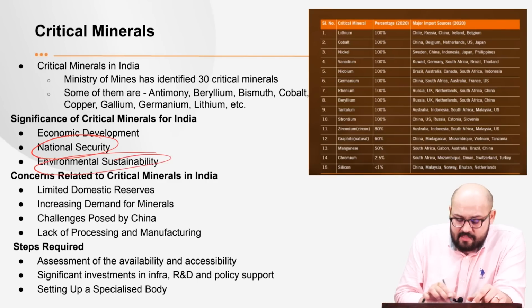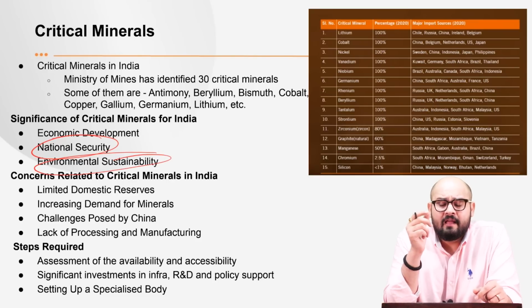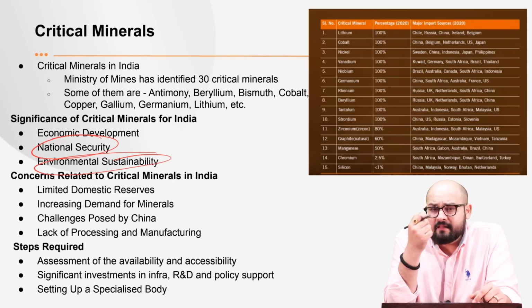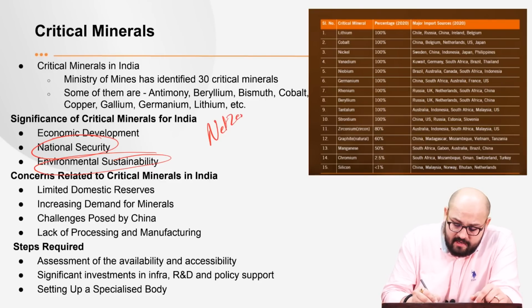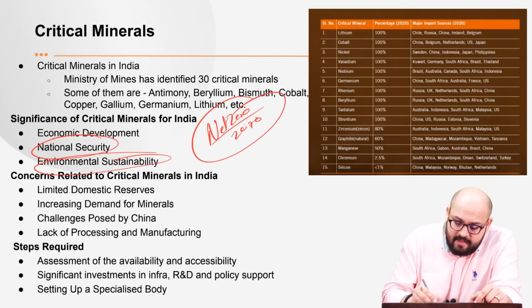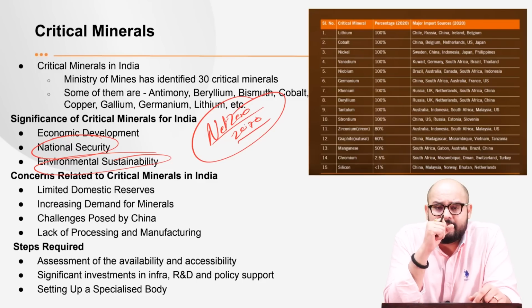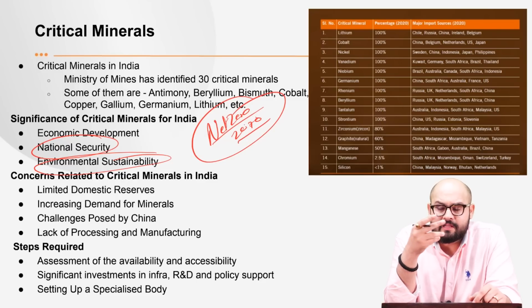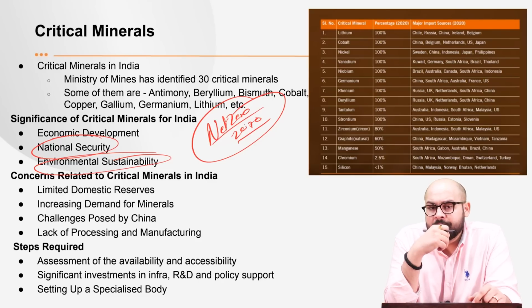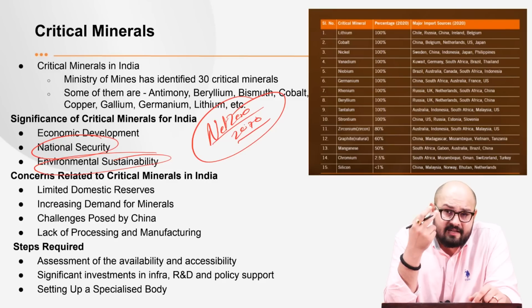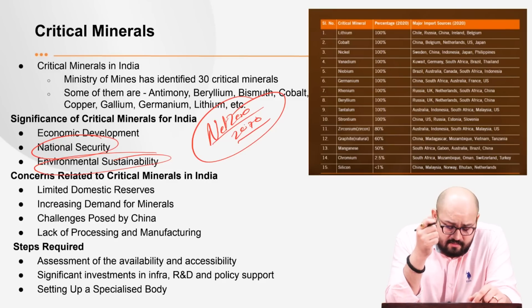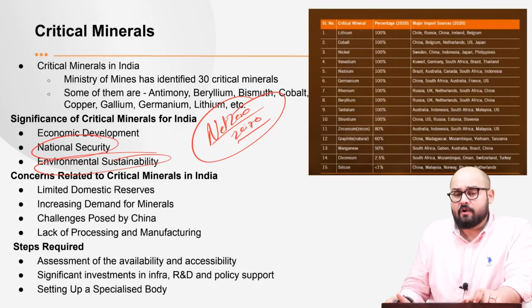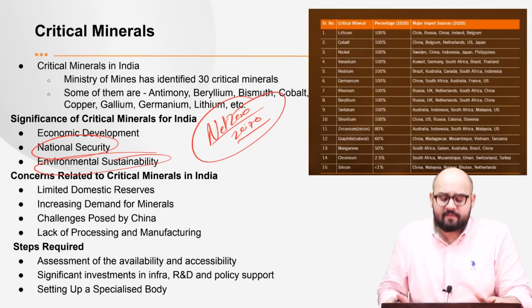Next is environmental sustainability. India has already adopted the target of being net zero by 2070, right? So what it means is that India has to invest adequately when it comes to renewable technologies, when it comes to, let's say, solar panels, wind turbines, batteries, storage, right? Or when it comes to, let's say, electric vehicles. So electric vehicles, they require a lot of critical minerals, right? So that's the reason that for environmental sustainability also, there is a dire need of critical minerals.